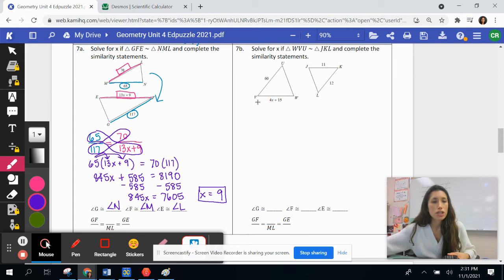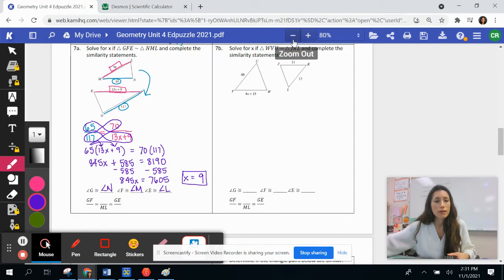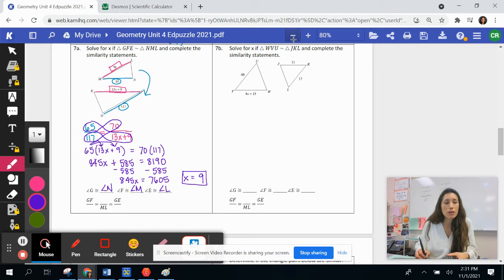Okay, so we've got GF. GF is first and middle, so that matches up with NM. ML is the second and last, so that matches up with F and E. And then GE first and last matches up with NL first and last. Okay, let's go answer question 7B and go ahead and solve for x. Okay, go ahead and complete this section independently before moving on to the next question.